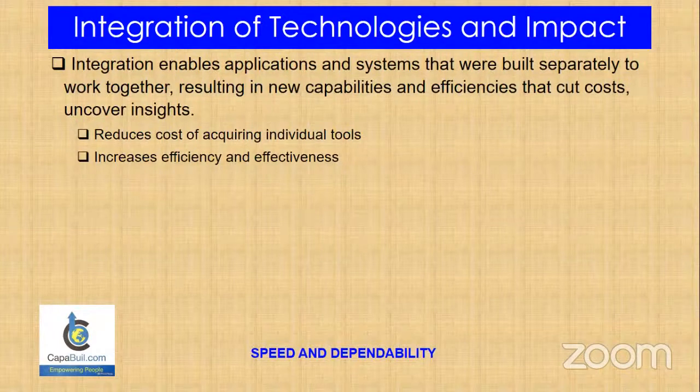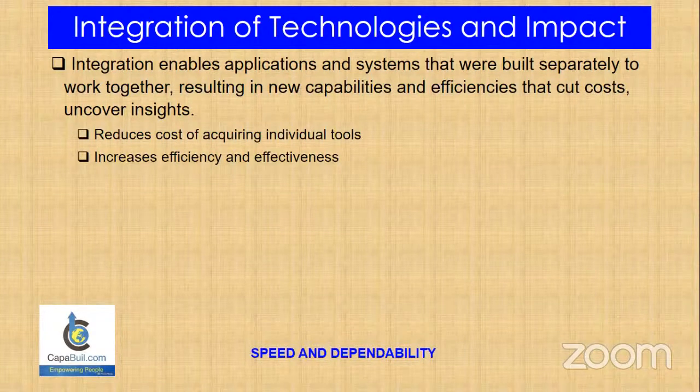Then we have integration technologies and their impact. I think in day 3, we're going to appreciate the aspect of integration of technology. We have different technologies that are coming up, making our work way easier and reducing the cost of doing the things that we're doing right now. Integration basically enables applications and systems that were built separately to work together, and results in new capabilities and efficiencies that cut costs and uncover new insights.